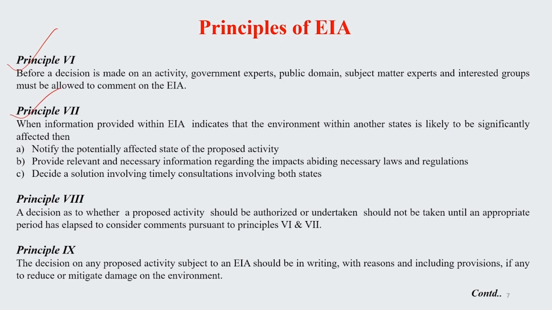There should be a considerable amount of transparency. Principle number 7: when information provided within the EIA indicates that the environment within another state is likely to be significantly affected, then what should we do? A, we should notify the potentially affected state of the proposed activity. Often there is a tendency to hide it. We should never do it. So, notify the potential effect to the neighboring states.